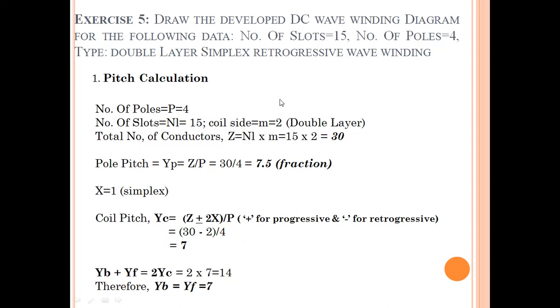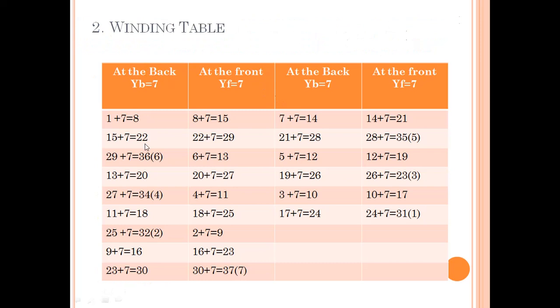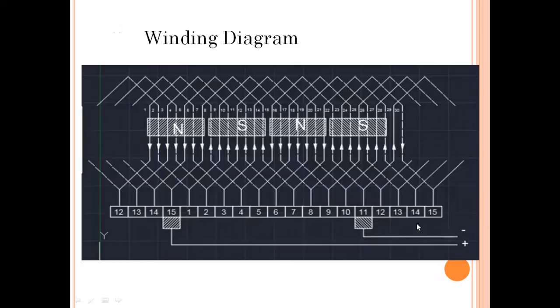The second step is to write the winding table, with the back end connections and the front end connections. Start from 1 plus 7 equals 8. 8 plus 7 equals 15. There is a small change. 15 plus 7 equals 22. 22 plus 7 equals 29. 29 plus 7 equals 36, and 36 is nothing but 6. So start writing like this till you get 1 at the front end, just as you did in lap windings. Clear? And this is the winding diagram.